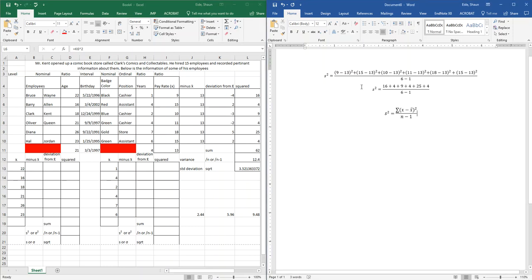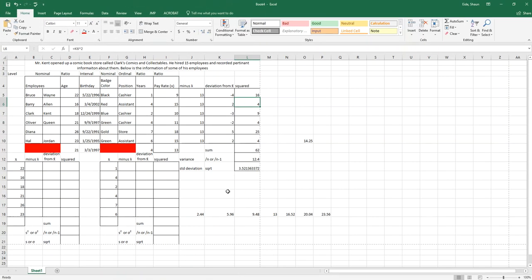So I just typed out what those results would be: 16, 4, 9, 4, 25, and 4, divided by 6 minus 1 in this case because it's a sample, which gives you the variance of 12.4. And then if you were to take the square root of that, it would give you the standard deviation.